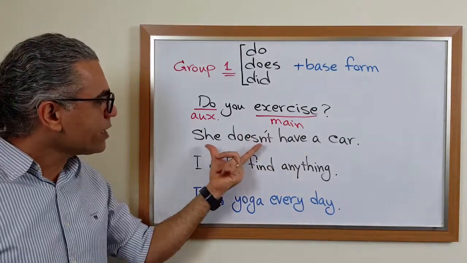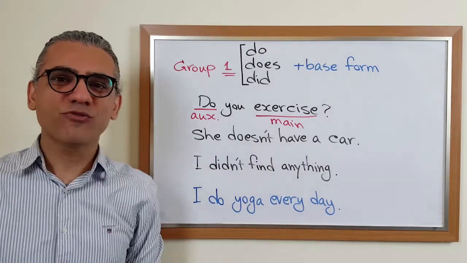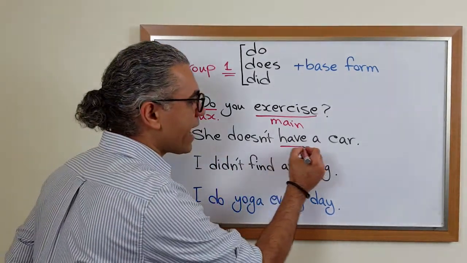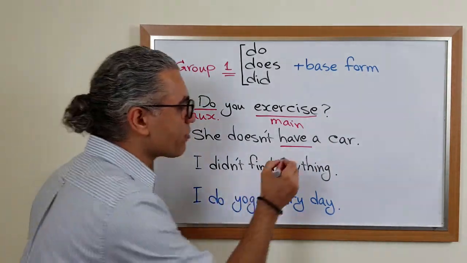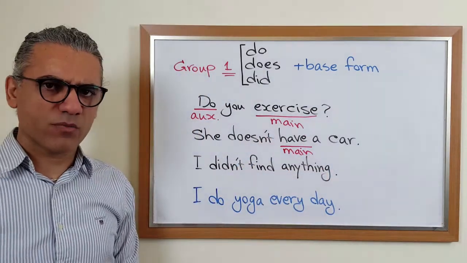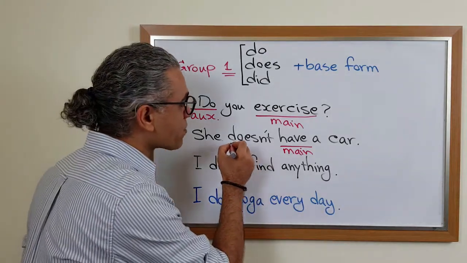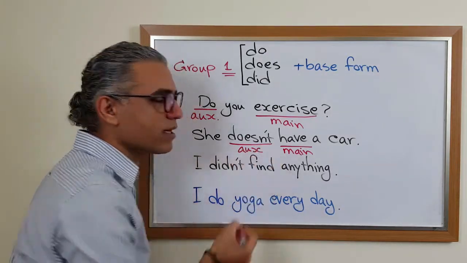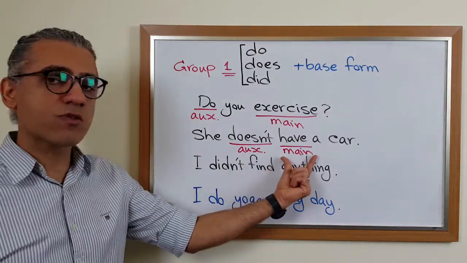Look at this one. She doesn't have a car. First, I told you, you need to find the main verb. And have, which involves the main state of the sentence, is our main verb. So, what is the form of our main verb? This is have. This is in base form. And there is a reason for that, because our auxiliary verb is does or doesn't, the negative form here. That is why we use the base form.